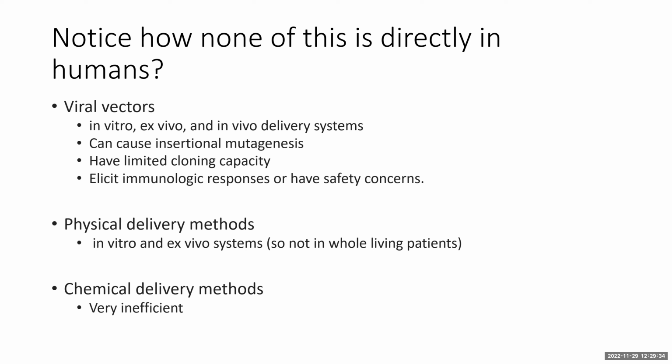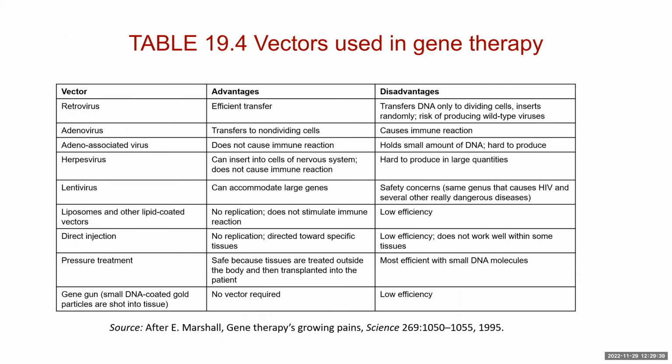There are lots of different gene therapy methods that have been tried. Your textbook has a list of a few of them, the most common ones, the advantages of those and their disadvantages. And while I don't expect you to remember specifically what their advantages and disadvantages are, I want you to understand what some of the problems with trying to get DNA in are. For example, viruses tend to be really efficient, but retroviruses tend to insert randomly. And that means that they have a risk of disrupting genes or creating new wild-type viruses.